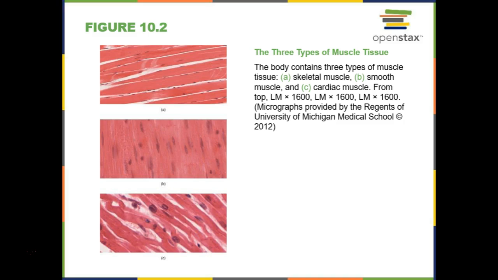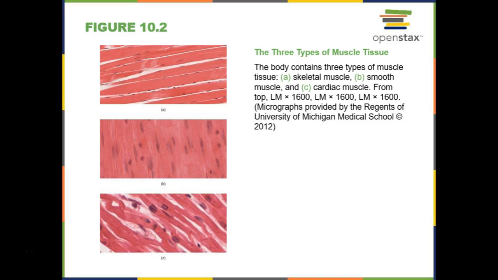So here are the three types of muscle. A is skeletal muscle, B is smooth, and C is cardiac muscle. They have certain similarities and they have many differences. So skeletal muscle is voluntary. It's the only voluntary muscle we have, which means we control it. The nervous system has to innervate that muscle, and the nervous system is what tells the muscle to move, and it's under conscious control. It is multinucleate, and the cells are very long, and they are striated.